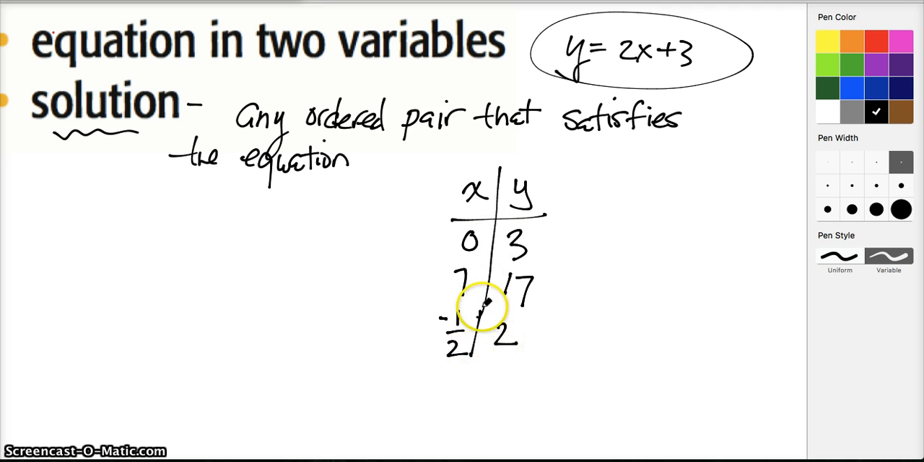We could do this for a very long time. We could do this forever, in fact. We could do this because there's infinitely many solutions that are going to work here. Some solutions don't work. Infinitely many doesn't mean everything works.